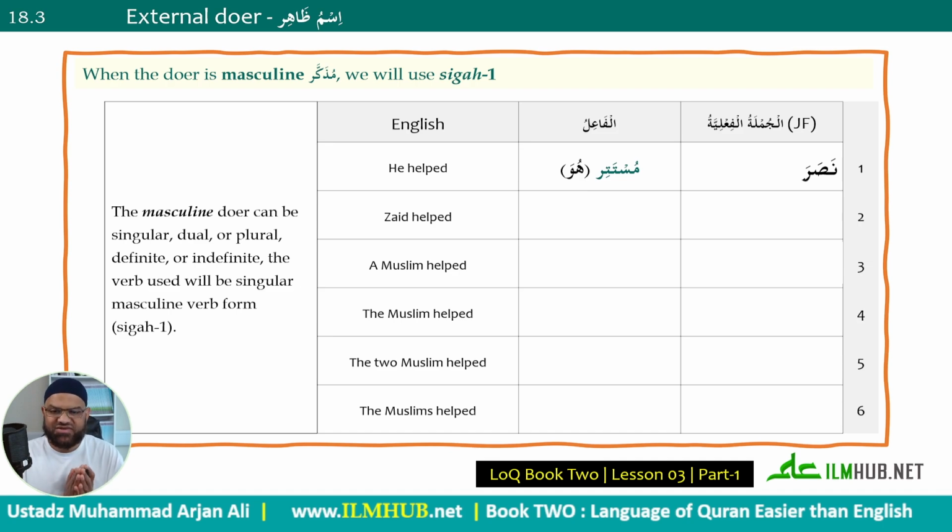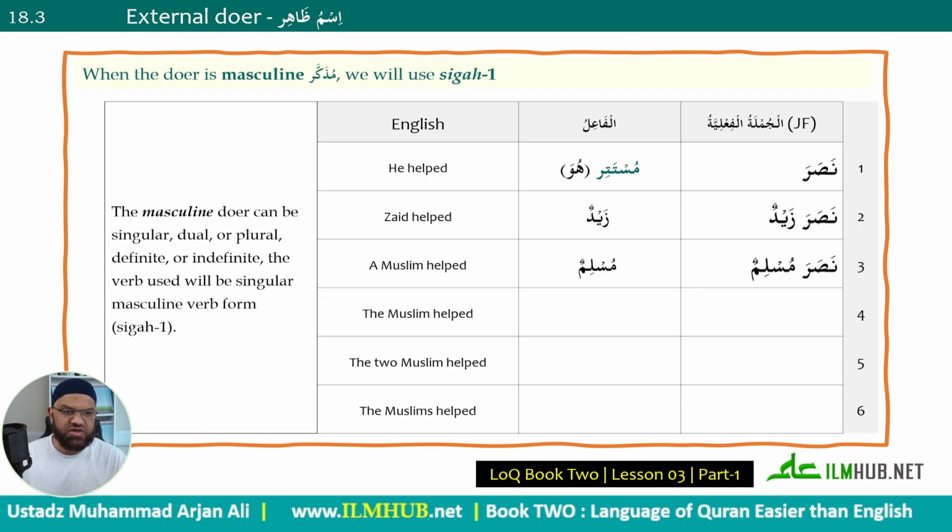So again, Nasara, you simply translate as he helped. Nasara, he helped. But if I say Zaid helped, I would say Nasara Zaidun. I will now cross off the he and I will translate simply Zaid helped. A Muslim helped. A Muslim helped. So Nasara Muslimun. A Muslim helped.